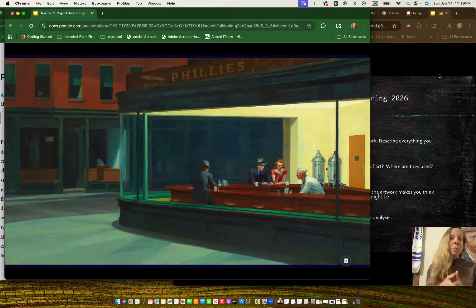So remember, you can pick anything from the slideshow, which will be posted on Schoology, or from that introductory chapter in the book. So they're pretty much, I think, the same images. And I hope it's helpful.